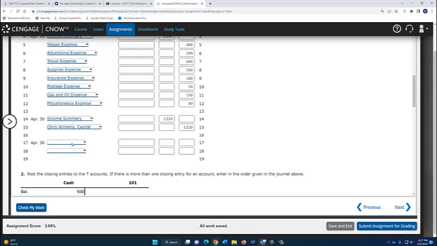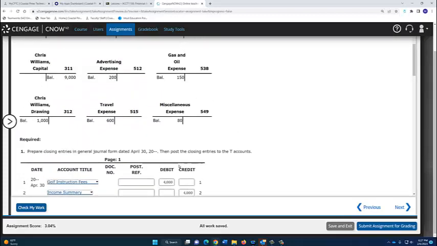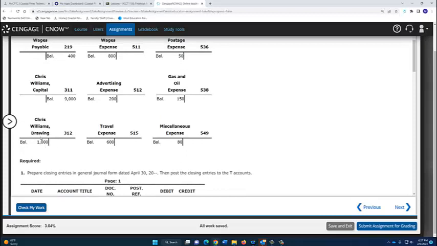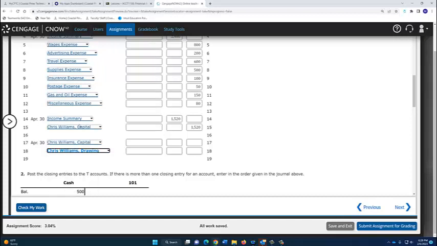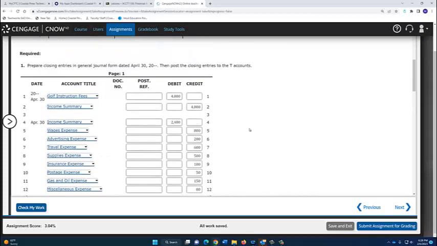And then D, close the drawing. So drawing is sitting up here with a debit of 1,000. To close that, I'm going to credit it. So I'm going to close it directly to capital because income summary is no more. It got closed out here. Okay, and now we'll just post these, and once we post them, it will demonstrate what happens to the income summary account, what happens to the capital account, and of course what happens to revenues and expenses.